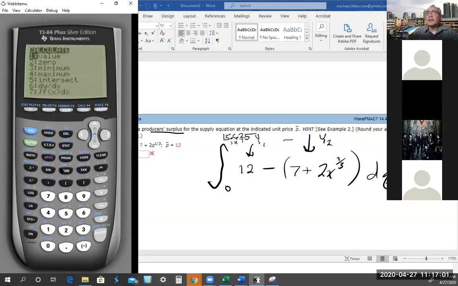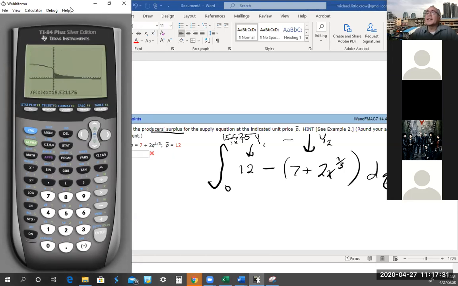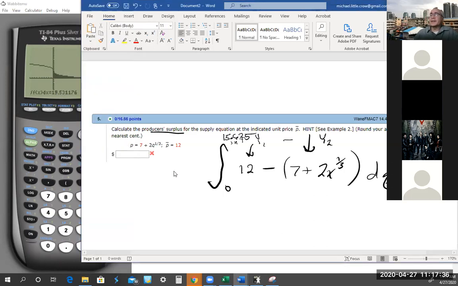So we do second calc, number 7, which is our integration. The lower limit is 0. The upper limit, 15.625. Takes a little while, but it finds it's 19.53. And they want our answer rounded to what? Nearest cent. So 53 next to it is a 1, so it stays 19.53. And that should work.